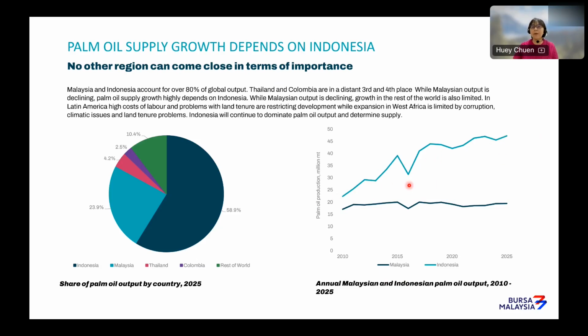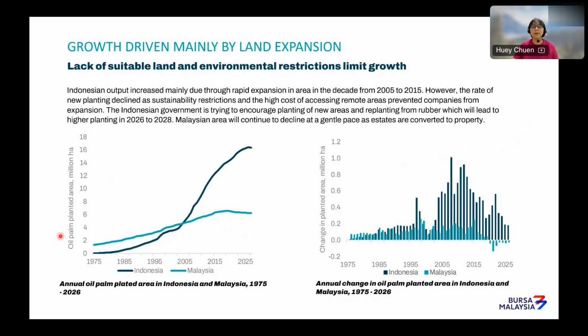So what is the driver behind this? It's very clear that the driver behind this growth comes from land expansion. If you look at the land expansion, Indonesia has had very rapid land expansion since around 1998 and 2000. If you recall, because of the El Nino in 1995, we had a big run-up in prices in 97, 98, and that created a spike in the land areas.